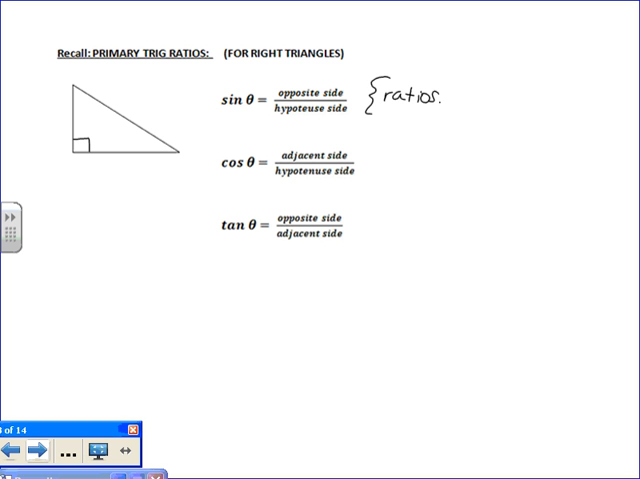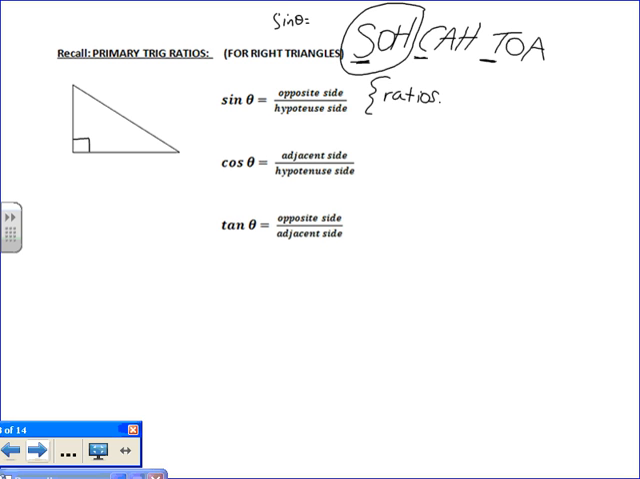You might have come across this phrase SOHCAHTOA before, and SOHCAHTOA is just a great way to remember the three trigonometric ratios for a right triangle, where the S stands for sine, the C stands for cosine, and the T stands for tangent. And the other two letters in each ratio tell you which sides to put in the ratio. So it tells me that the sine of an angle is equal to the opposite, the O, over the hypotenuse. That's just a really quick way to remember it.